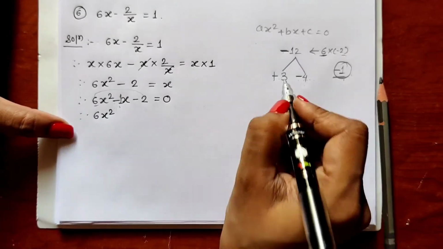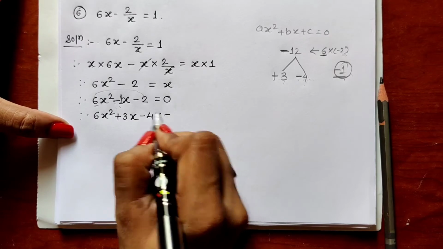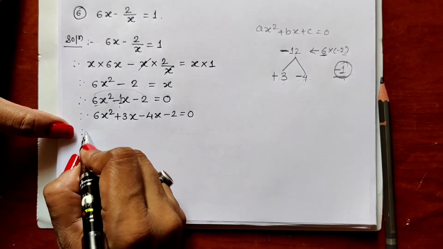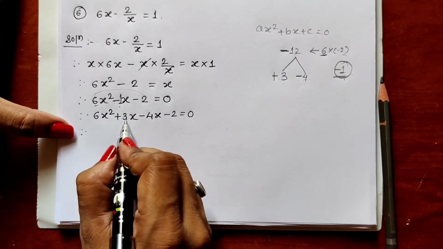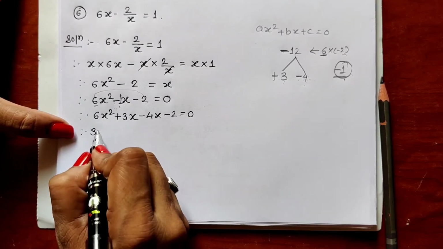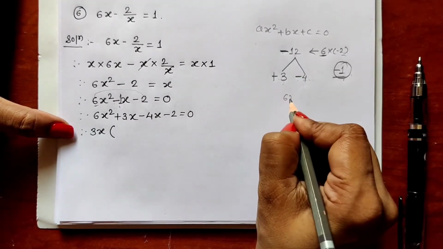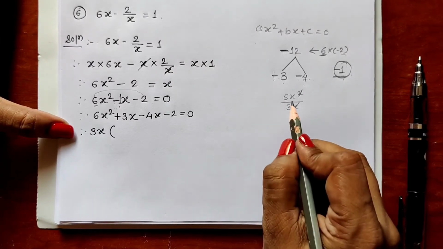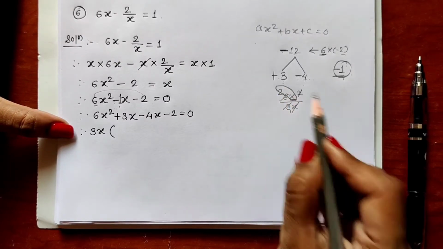6x square plus 3x minus 4x minus 2 equal to 0. This middle term we have split into two terms. Now take out common. 6 and 3: 3 is the smaller number, and 6 is divisible by 3, so 3 we can take out common. From x square and x we can take out x common. Okay, 3x we have taken out common. From 6x square we have taken out 3x common. So x is cancelled, 1x is remaining. 3 1s are 3, 3 2s are 6. So 2x is remaining.